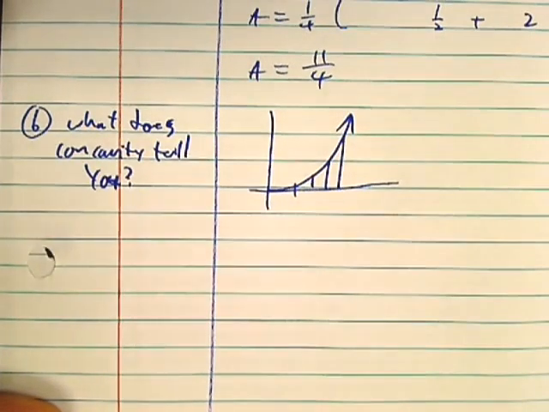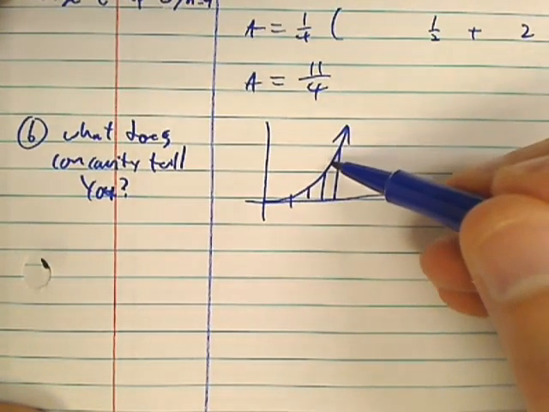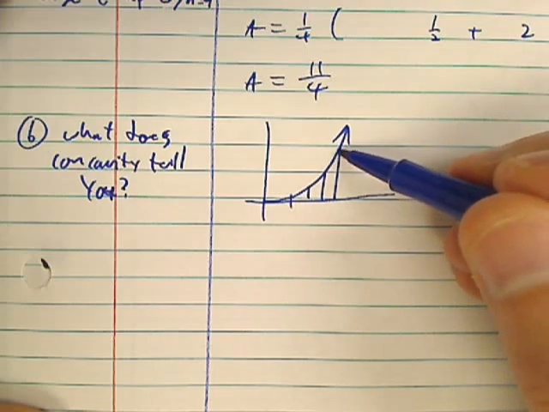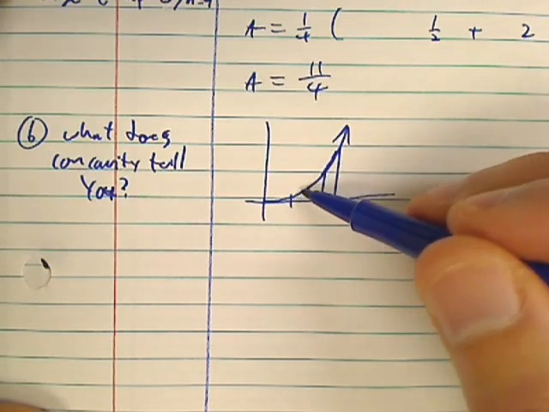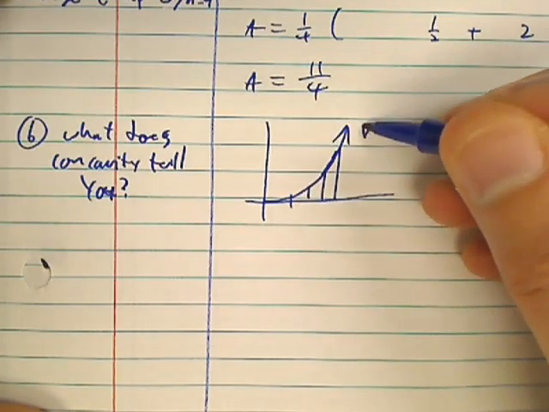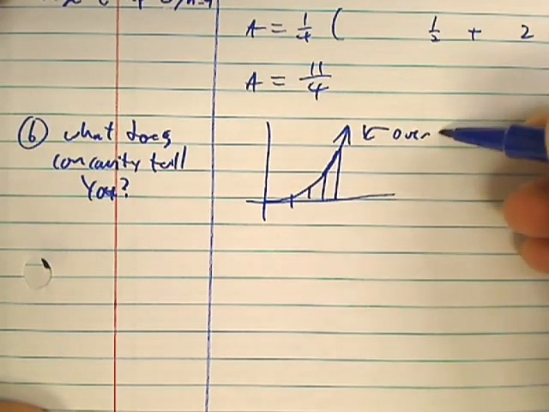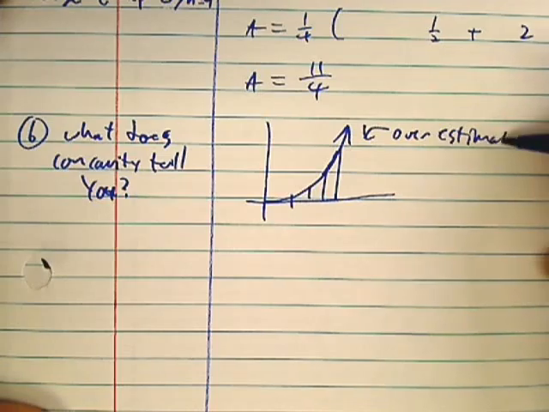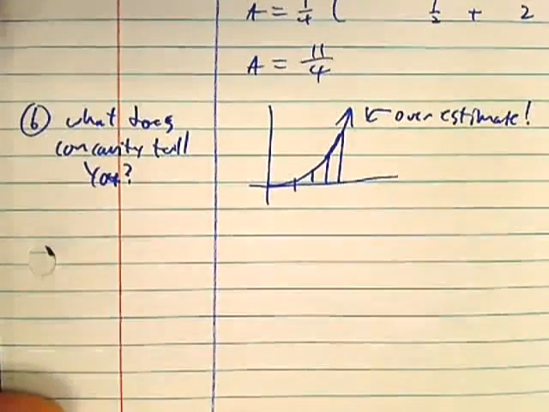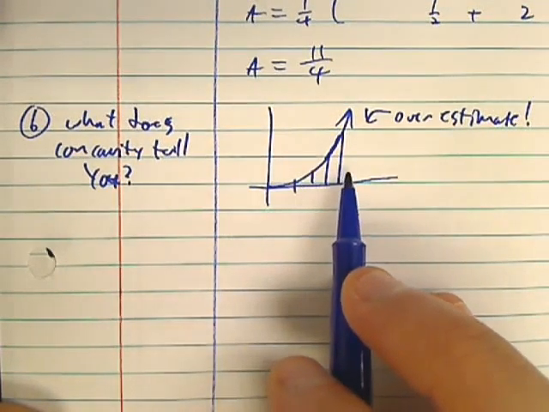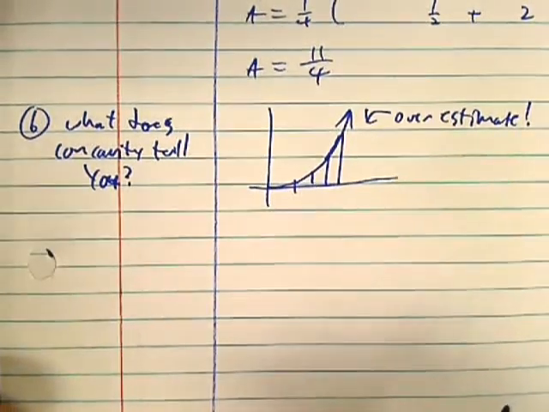There's my 4 sub-intervals. Because the concavity is positive, the line's always going to be above the function. So this is going to be an overestimate. Because it's concave up, it'll be an overestimate. If it was concave down, it'd be an underestimate. If it was half and half, it'd probably even out pretty well.